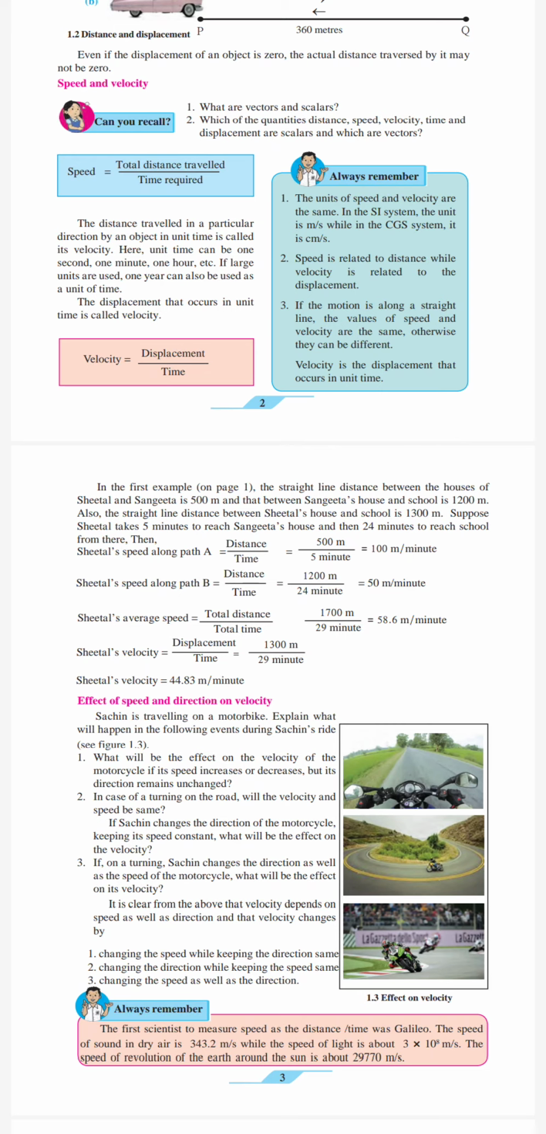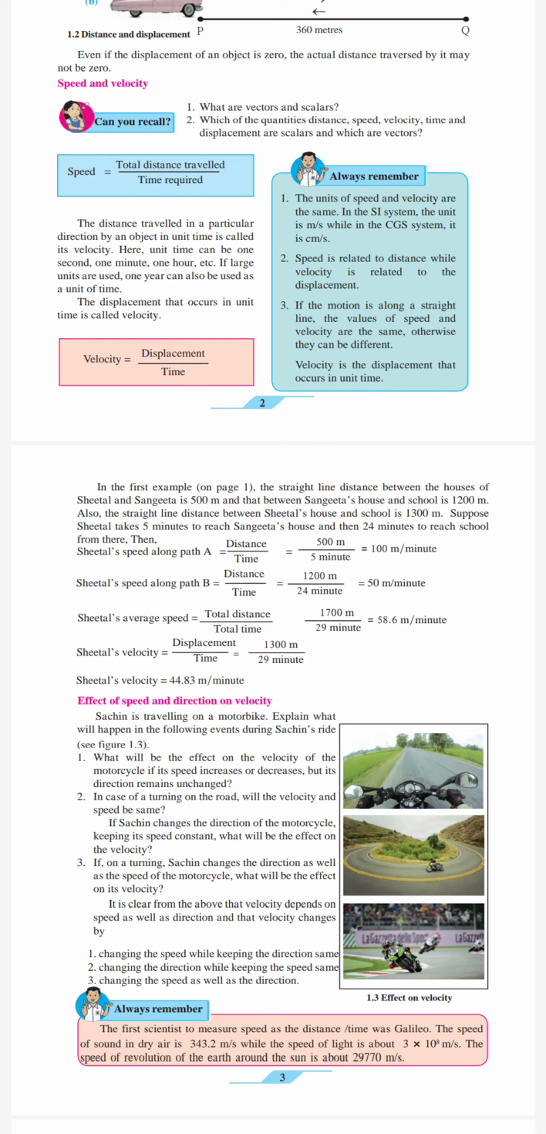Now, as I already told you, on page number 2 you have to make a correction. The distance traveled in a particular direction by an object in unit time is called speed. So if your textbook says velocity, just correct it and write speed there. And the displacement that occurs in unit time is velocity.